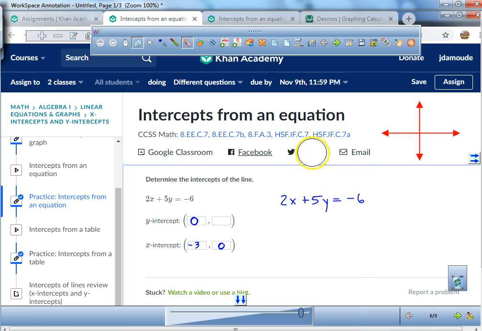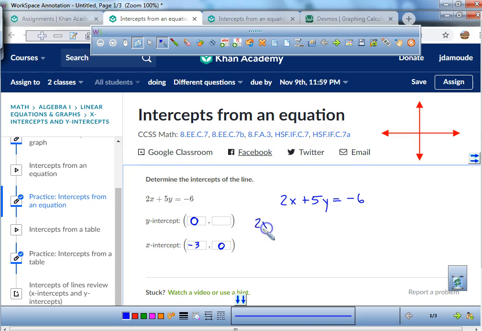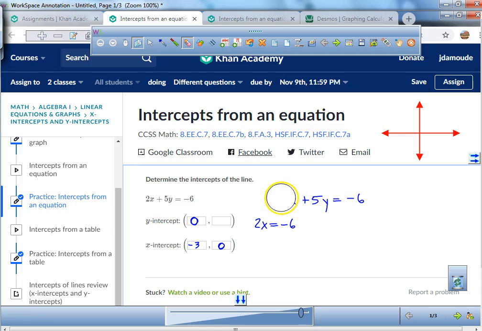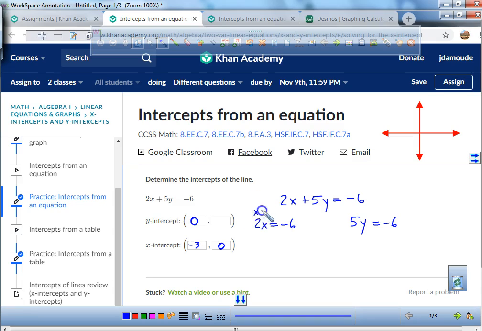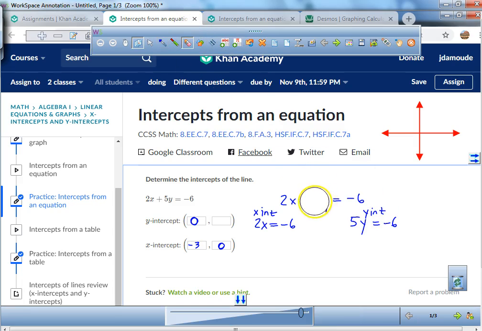We're going to use the cover-up method. So I'm going to cover up, and what do you guys see when I cover that up? 2x equals what? All right? And when I cover this up right here, what do you see? 5y equals negative 6. This is how you set up for your x-intercept. This is how you set up for your y-intercept. So essentially, when I cover it up, what am I making that equal to? I'm making it equal to 0.